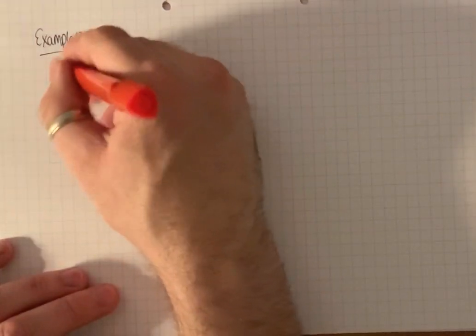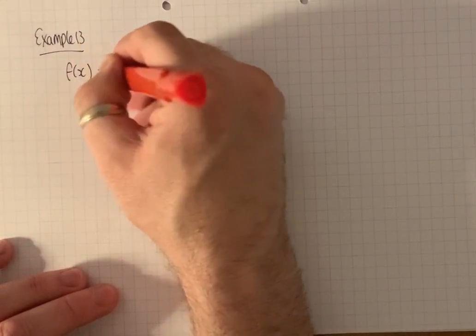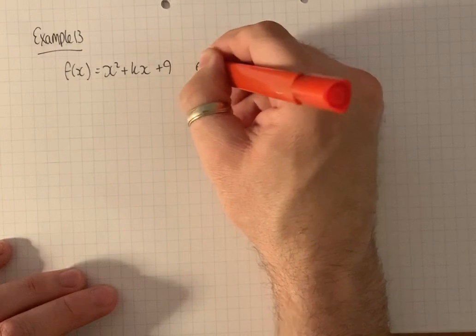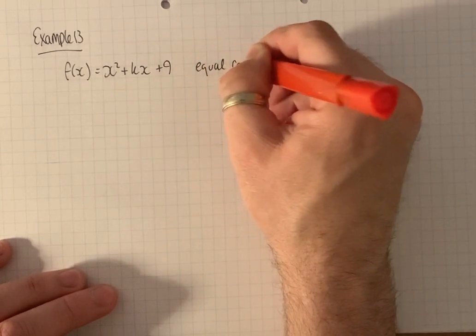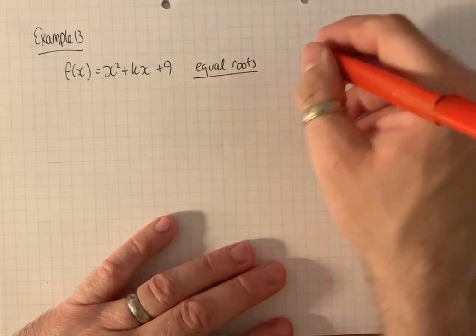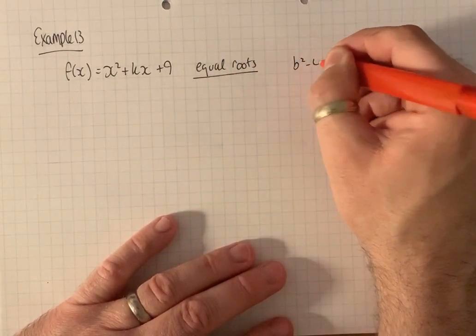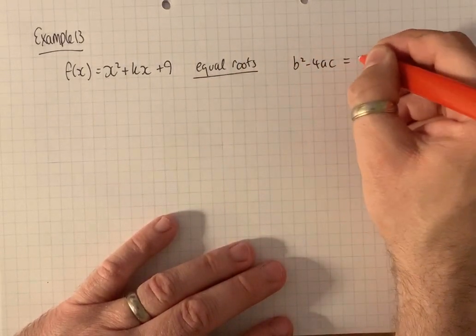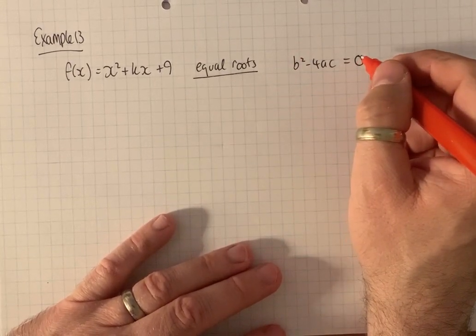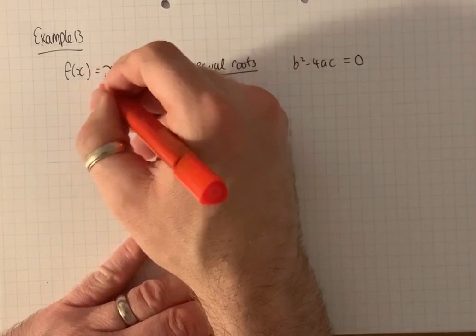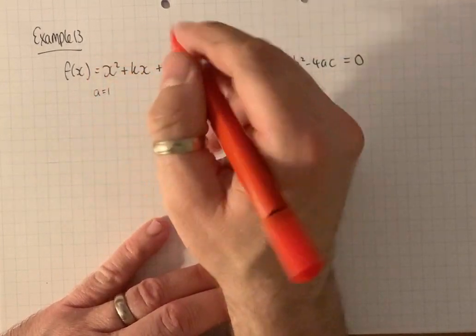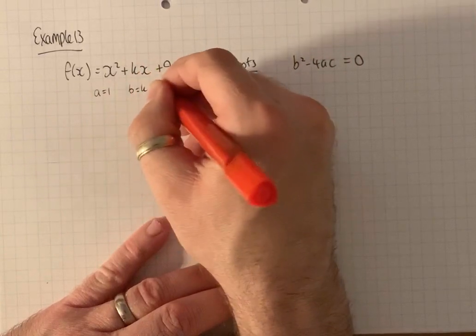We have the function f of x is equal to x squared plus kx plus 9, and we're told it has equal roots. Now you need to remember straight away, equal roots means the discriminant is equal to 0. And that would normally be 1 mark in the exam. So in this case, a is 1. Remember, when there's nothing in front of the quadratic, it's a coefficient of 1. B is k, c is 9.